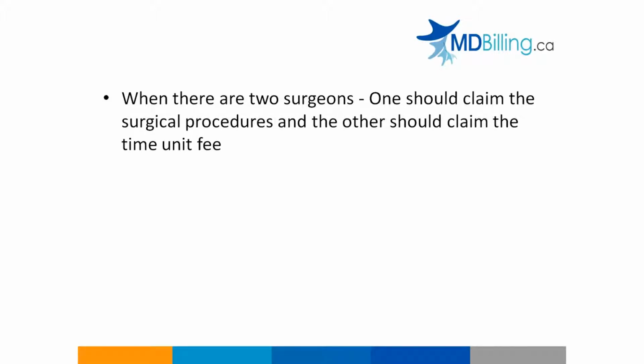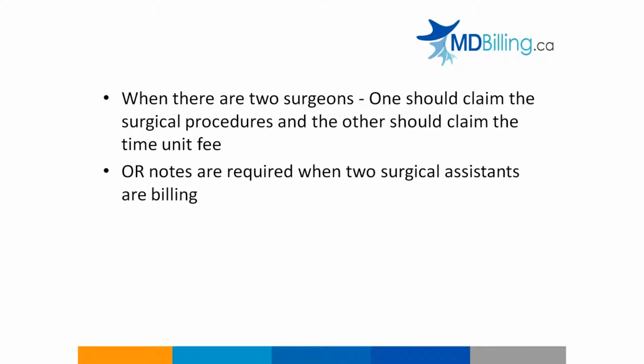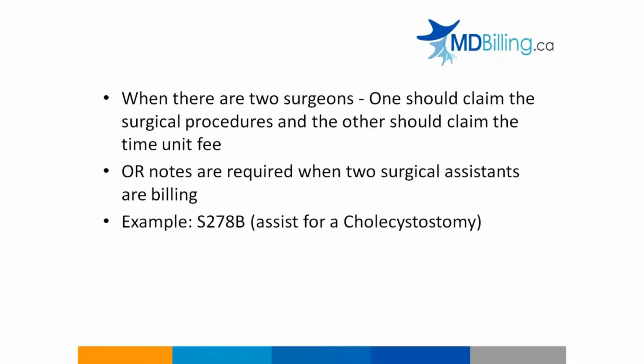Please note that the operative note may be required by the Ministry of Health when more than one surgical assistant has participated in the operation. The B suffix should be used when billing surgical assistant codes. For example, for a cholecystostomy, the service code is S278B. The amount payable for the surgical assistant service is calculated by adding the number of basic and time units and multiplying the total by the surgical assistant unit fee.